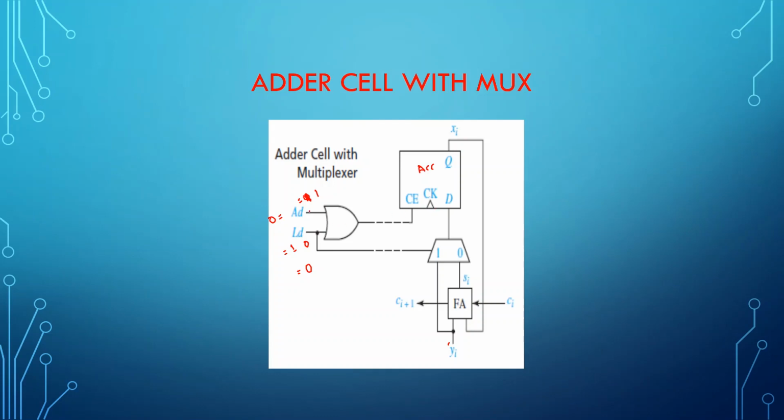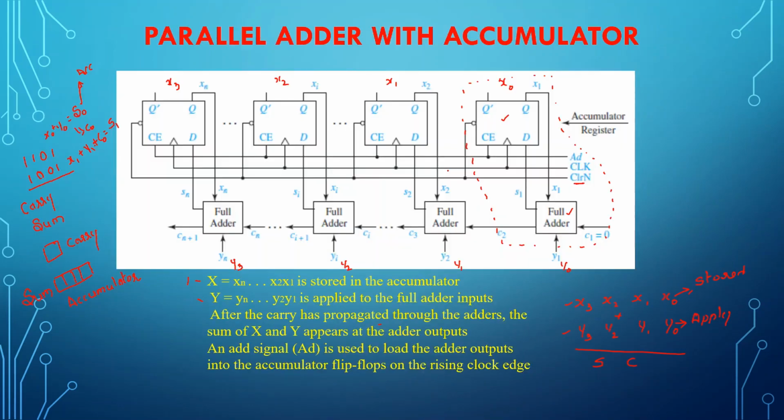When both are equal to 0 and 0, please concentrate, this is off, or the output of this is 0. When the output of this is 0, the chip is not enabled. When the chip is not enabled, this is not at all active, which means that even though the number gets added here, the sum that is generated cannot be stored in the accumulator cell. So this is your accumulator, or parallel adder with accumulator.